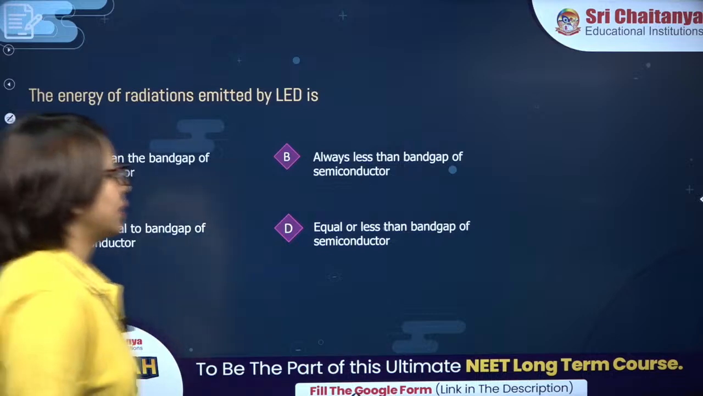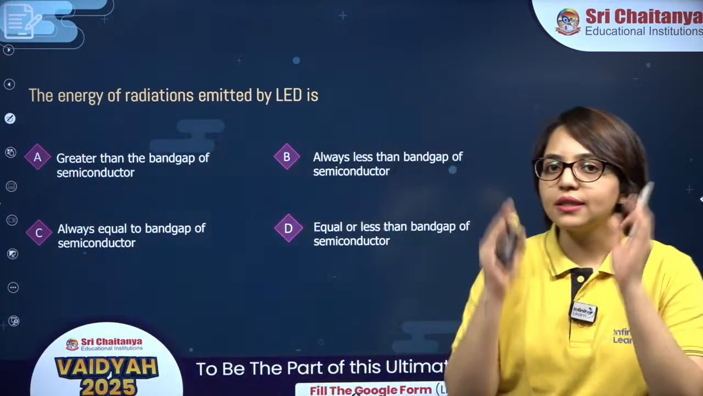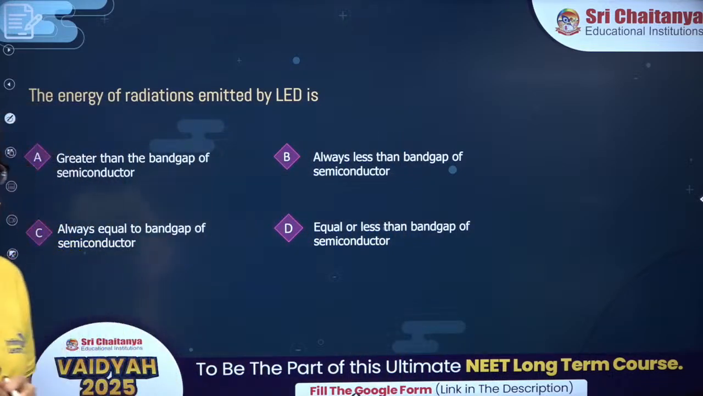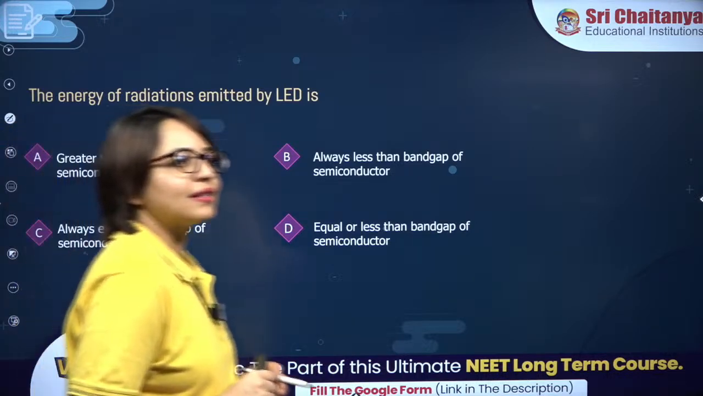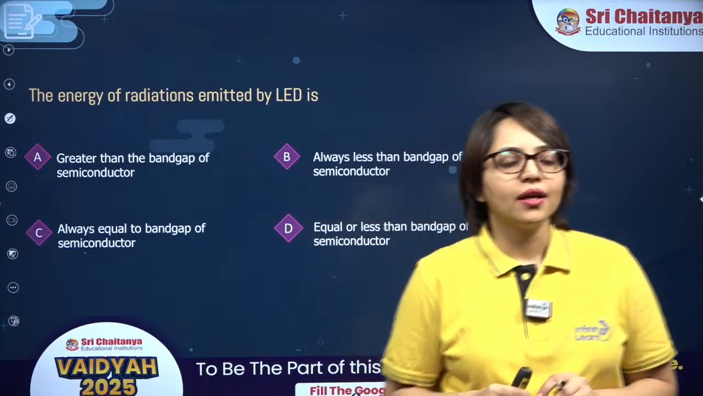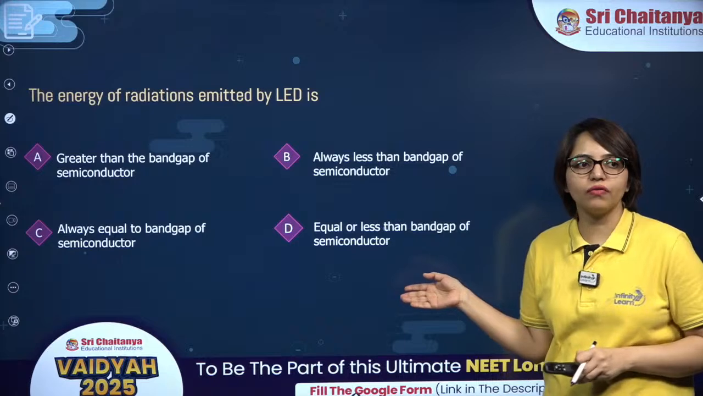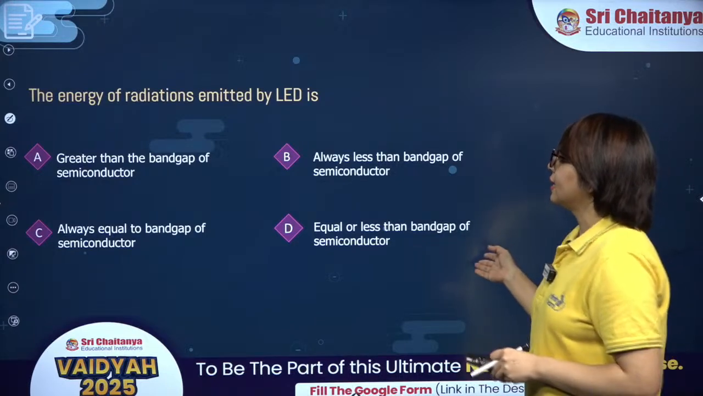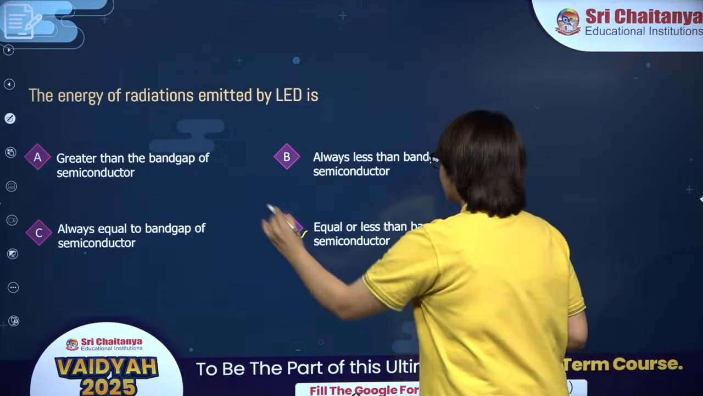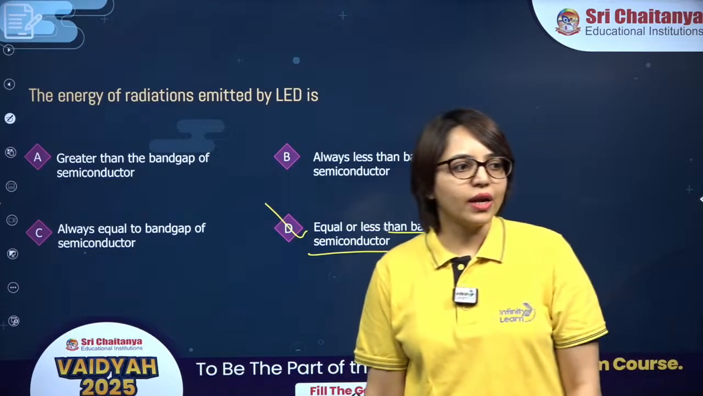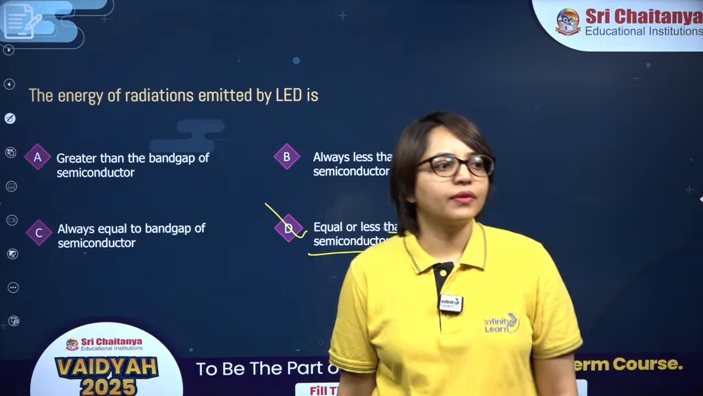Try this one. This is again an information based question and this line is clearly written in NCERT. Option C. Anyone else in this one? This line is clearly written in NCERT. You can mark the correct answer if you remember this line. The energy of radiations emitted by LED is equal or less than the band gap of semiconductor, which is option D. Well done.